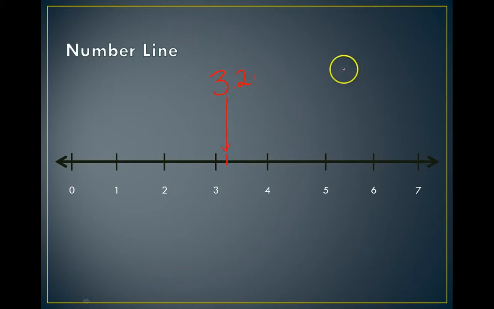Let's say we're talking about 5.7. So we're going to be between 5 and 6. And what do you think? Are we going to be closer to 5 or closer to 6? Well, that 0.7 shows that we're going to be closer to 6 than 5. It's going to be over in this range right here. So you get 5.7 there.